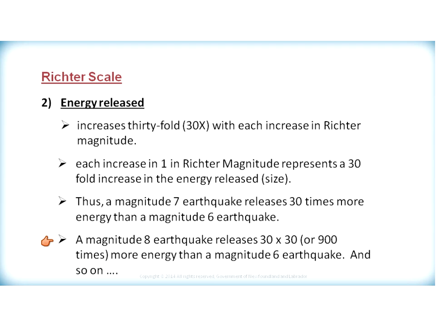And a magnitude 8 earthquake releases 30 times 30, which is 900 times more energy than a magnitude 6 earthquake. And this pattern goes on and on. So when we look at the energy released according to the Richter scale, with every increment of 1, the amount of energy released is 30 times greater. So if we go up 2 increments, the amount of energy released would be 30 times 30, which is 900 times more energy.